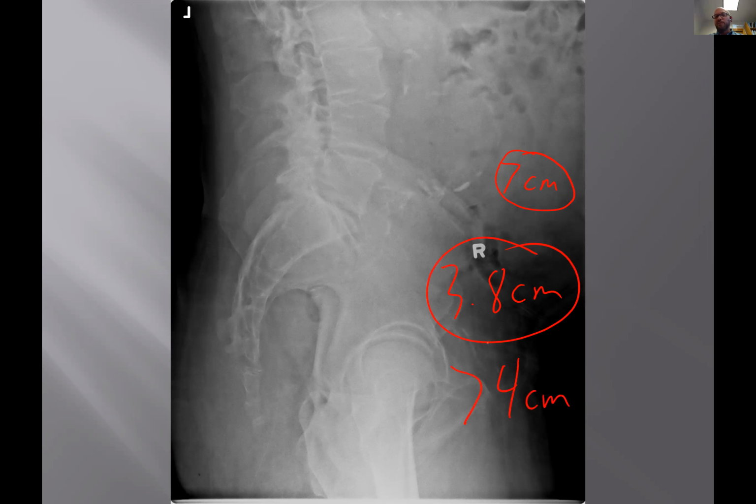Maybe I'm a clumper instead of a splitter. But the number I want you to know is if you're above 4 centimeters, then it's definitely an aneurysm. Okay.